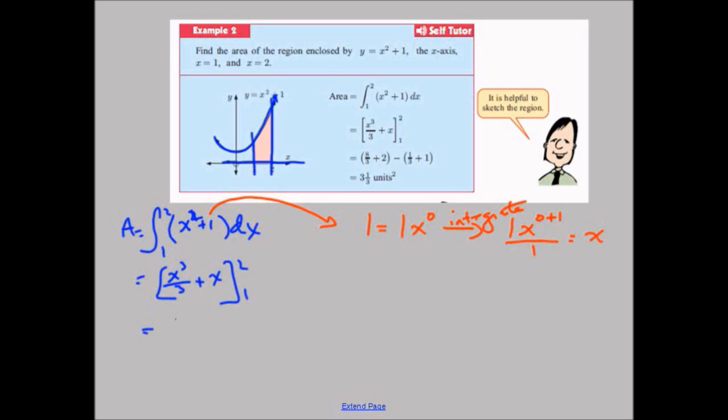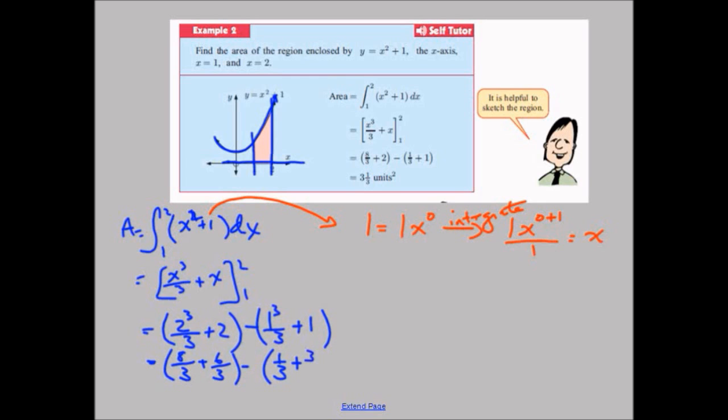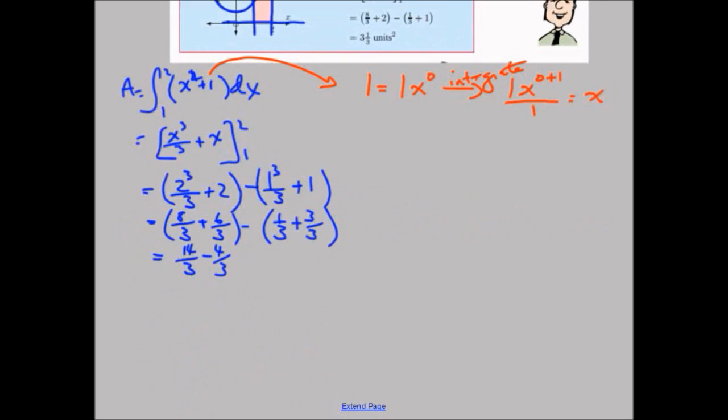So here we have 2 cubed over 3 plus 2. Subtract 1 cubed over 3 plus 1. 8 over 3, the 2 becomes 6 over 3. Subtract 1 over 3, and the 1 becomes 3 over 3. So 14 over 3, subtract 4 over 3, which is 10 over 3, or 3 1/3 units squared.